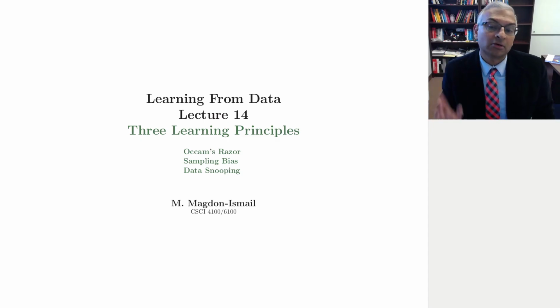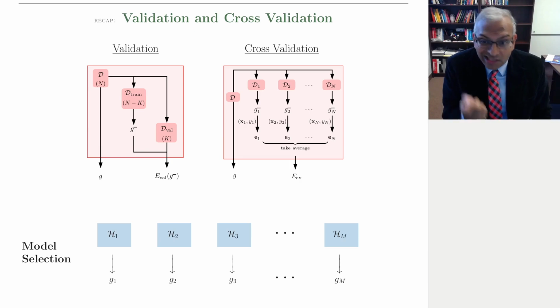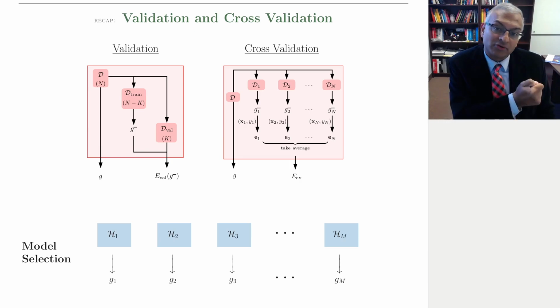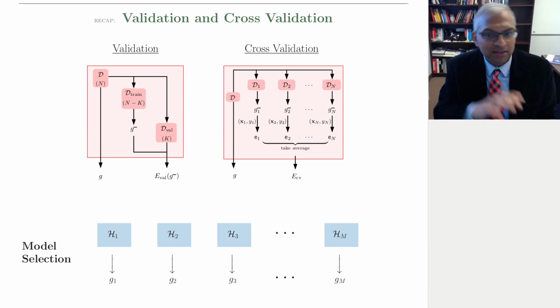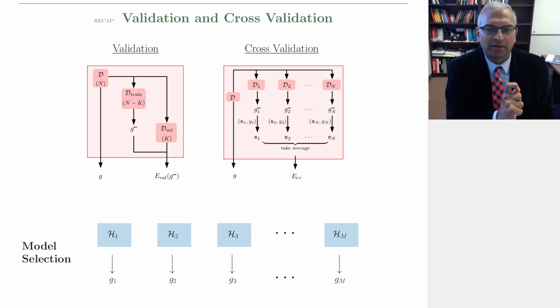Before we get going, let's talk about what we did last time. We talked about validation. We're constantly after this link from the in-sample to the out-of-sample error. The VC theory gave us an error bar that links E_in to E_out. Validation gives another estimate of the out-of-sample error. It directly attempts to estimate it.